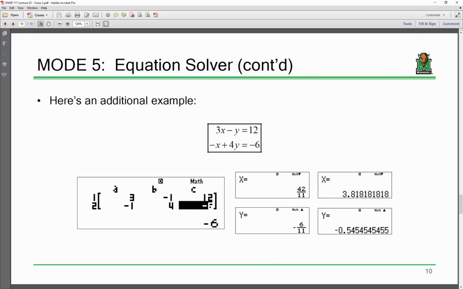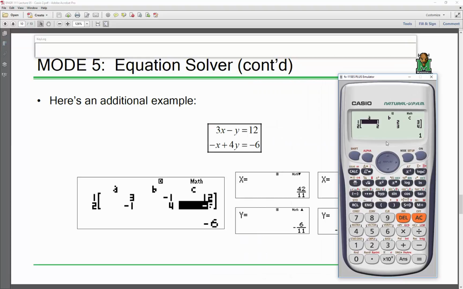I have another example that I want to go through real quick. A couple things I'll point out. I can start entering values again. So we have 3x minus y equals 12. So 3 for the x. For the y, we need minus 1. We have to use that minus symbol as well. And then 12. And then negative x plus 4y equals negative 6. So negative 1, 4, negative 6, equals. And then once we've got that taken care of, press the equal sign again, and we start getting values.